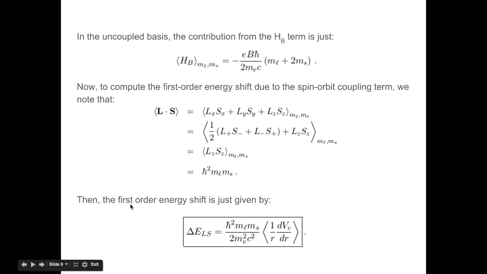Okay, and so what you find is that the first order energy shift in the strong field limit boils down to this, right? And all you have to do again is compute this expectation value. You just plug in your central potential, and then you would have your correction. Okay, so you would use the same tricks that we used back when we computed this thing last time.